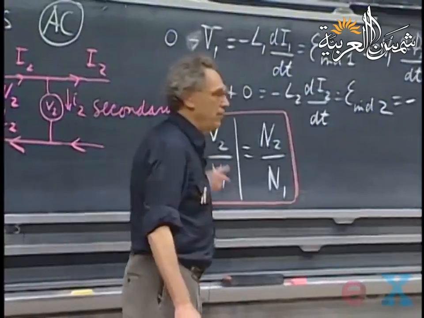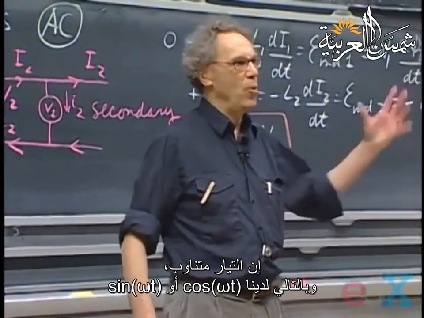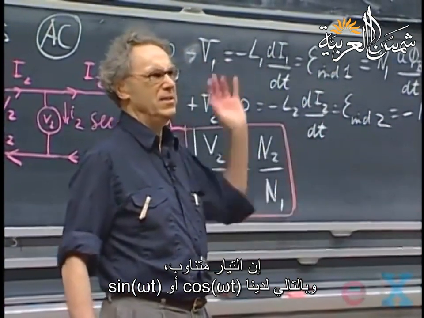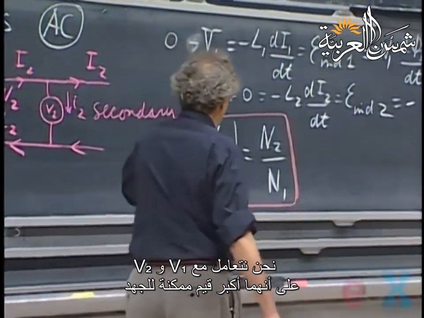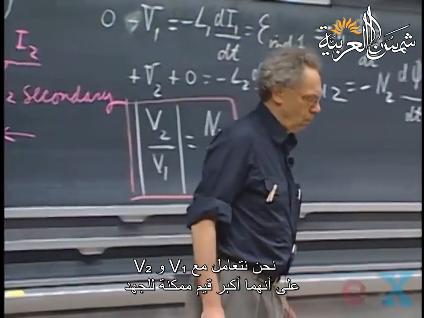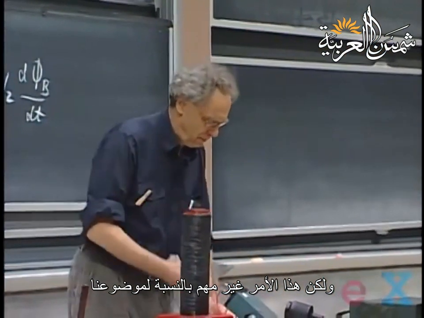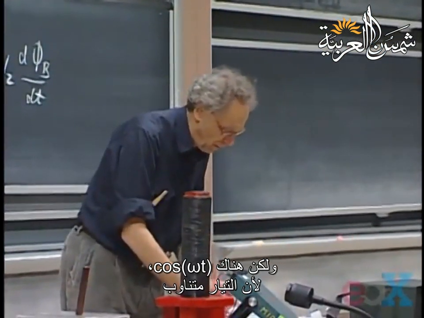When I write down capital V here, you should think of that. It's an alternating current, so you have cosine omega t's in there, or sines omega t's. You should think of this perhaps as the maximum value possible. But of course, that's not important in the concept. But there are always cosine omega t's all over the place.